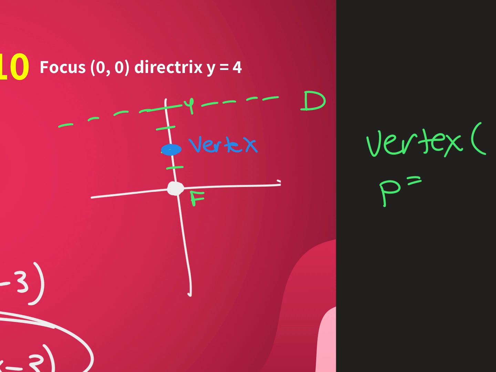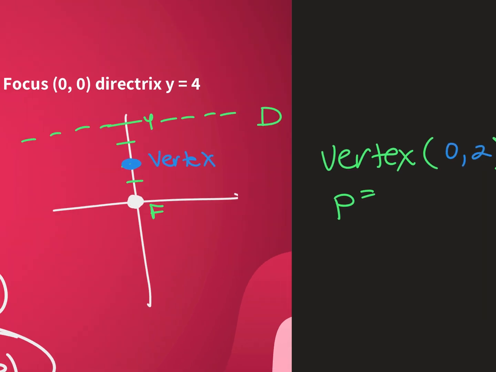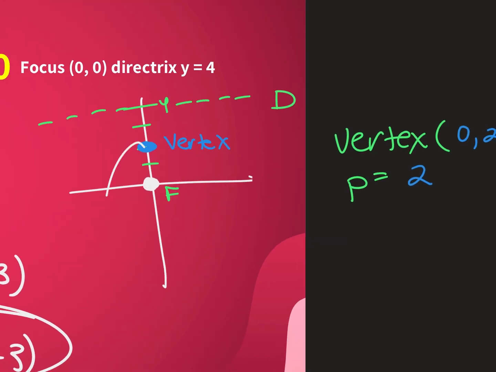So if your focus is at 0 and your directrix says 4, where's the middle? 2. Very good. So your vertex is at 0, 2. So then what's the value of p? How far is it from the vertex to the focus or from the vertex to the directrix? It's 2 units. What way is my parabola opening? Why is it going down? Because you go towards the focus. So your p-value is actually what? Negative 2.